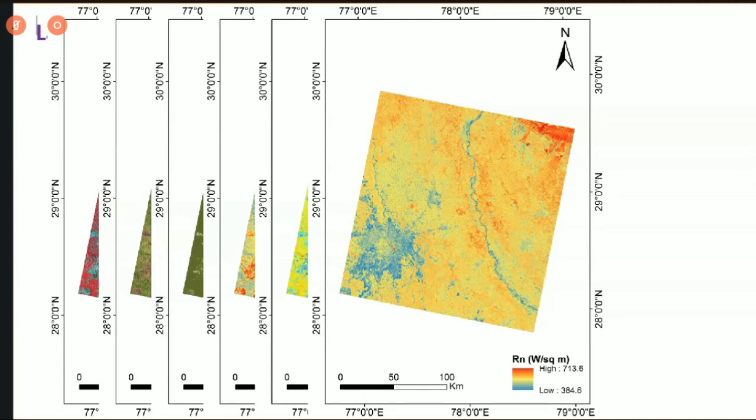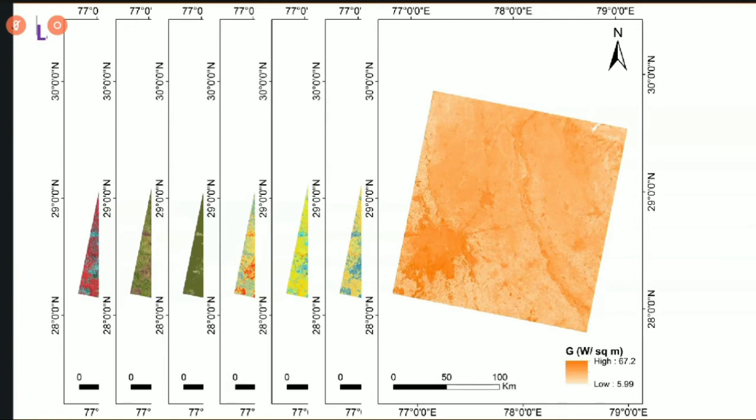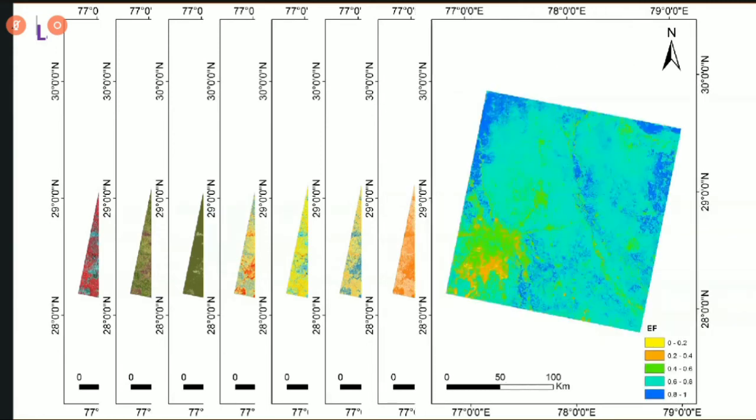And come to the G, using the NDVI data sets along with NDVI you can generate the G or soil heat flux image for the respective area. Then come to the EF value, the EF fraction image. As I already discussed, this is the result of the S-SEBI model, the simplified surface energy balance index model.